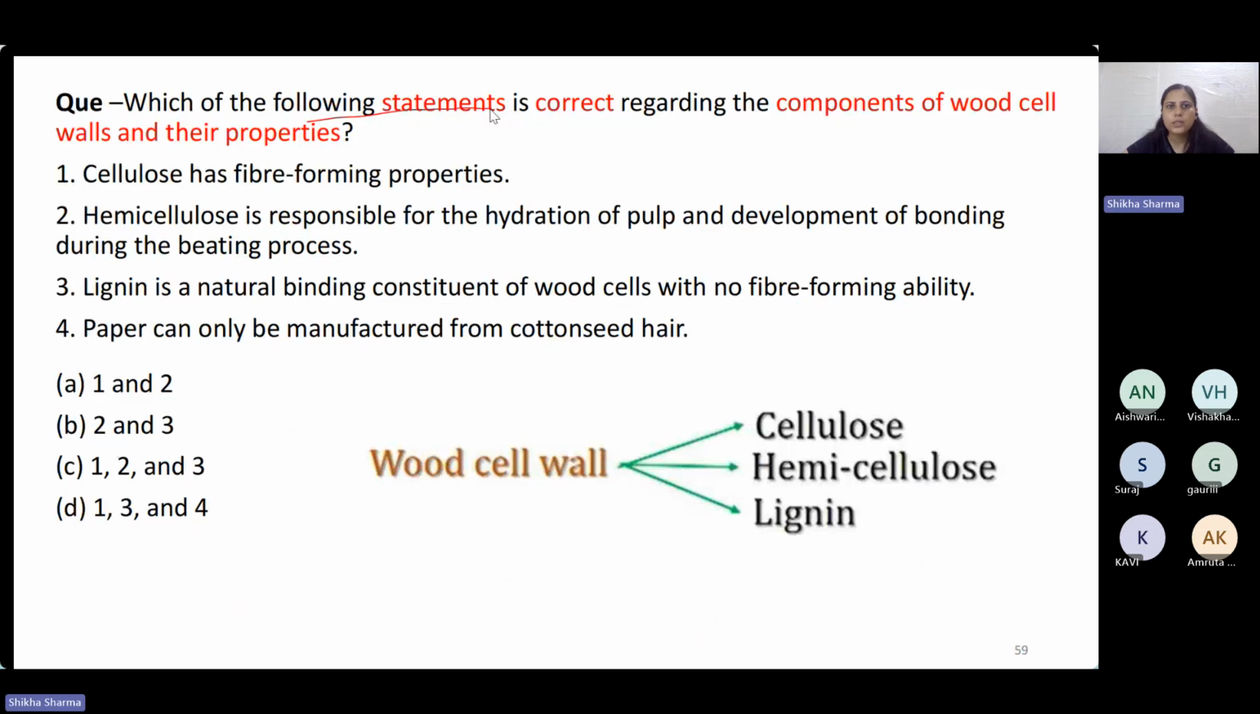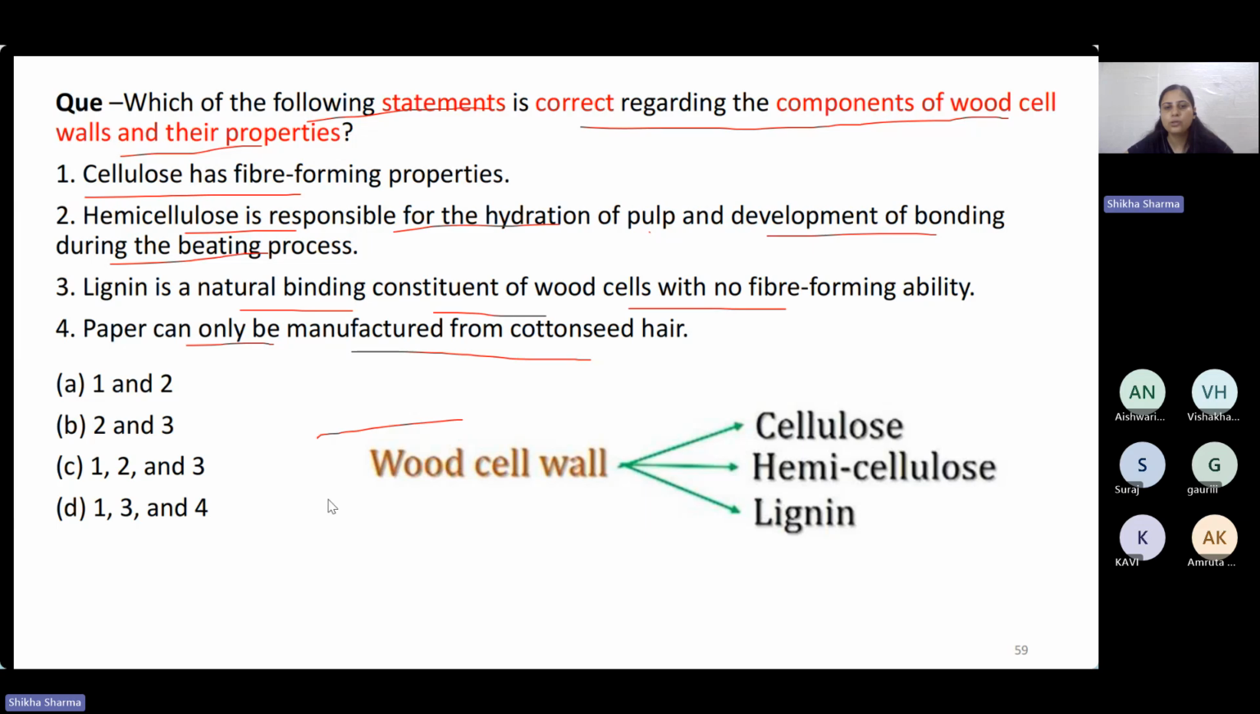Which of the following statements is correct regarding the components of the wood cell wall and their properties? Cellulose has fiber forming property. Hemicellulose is responsible for the hydration of pulp and development of bonding during the beating process. Lignin is a natural binding constituent of wood cells with no fiber forming ability. Paper can only be manufactured from cotton seed hair.